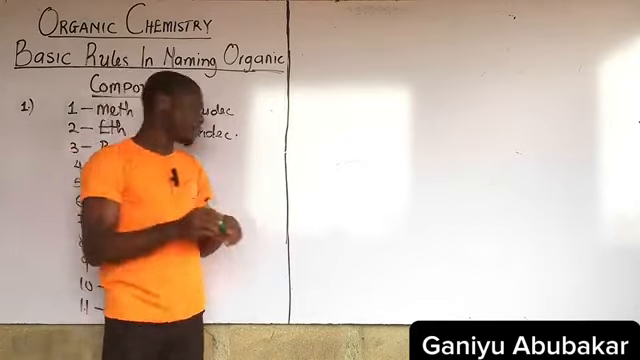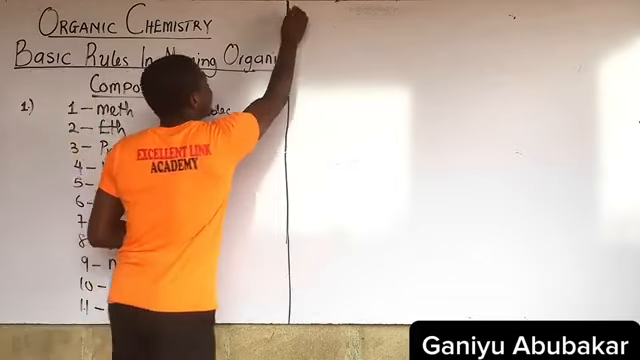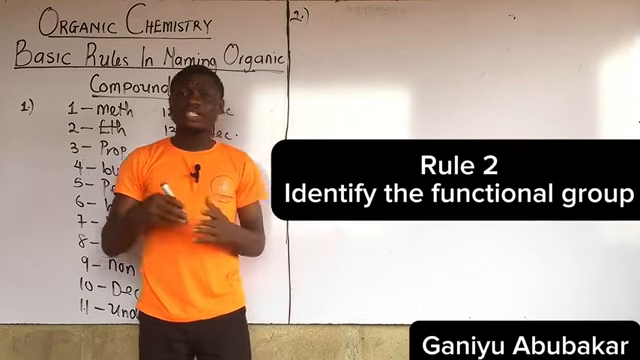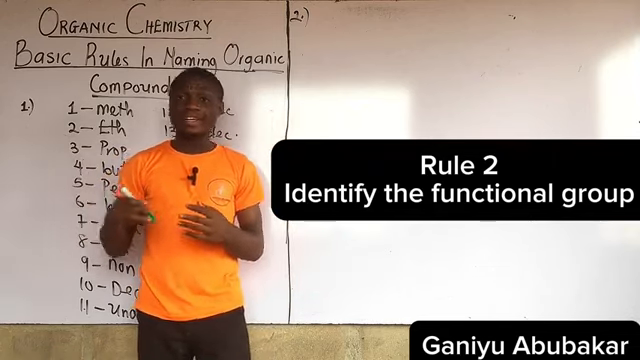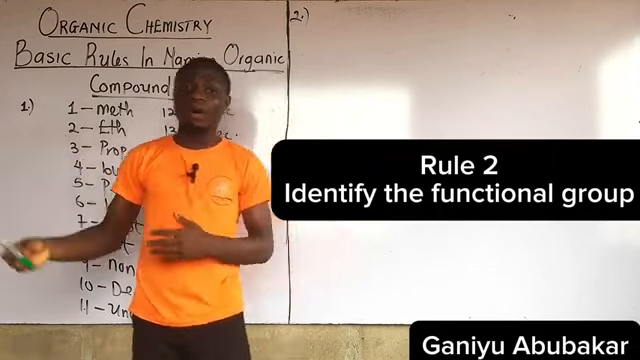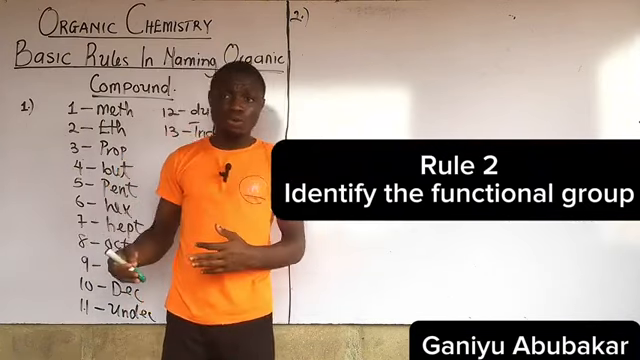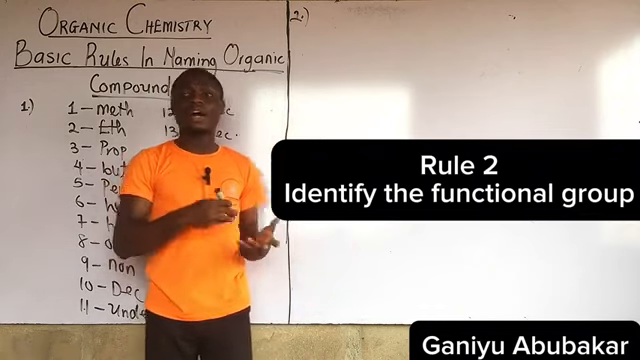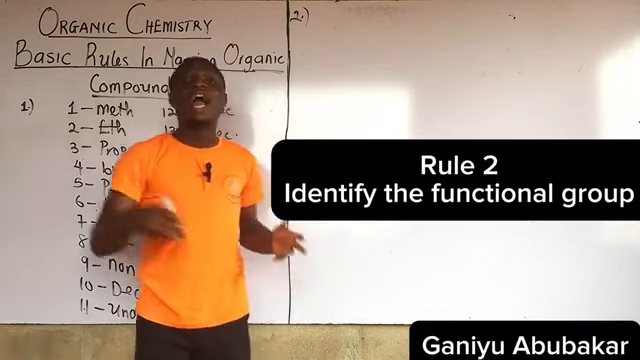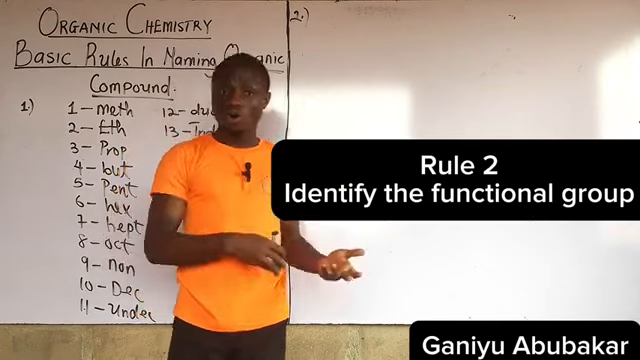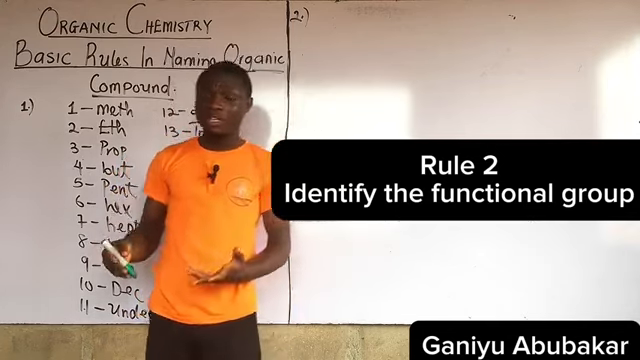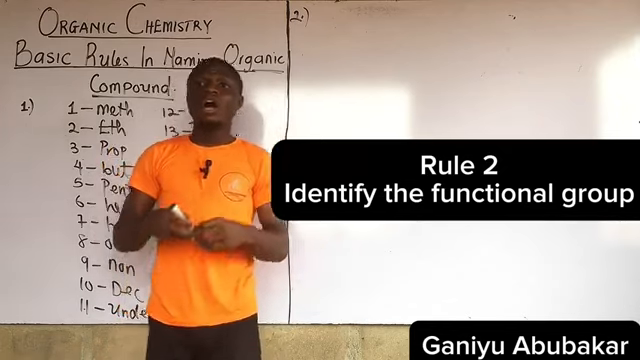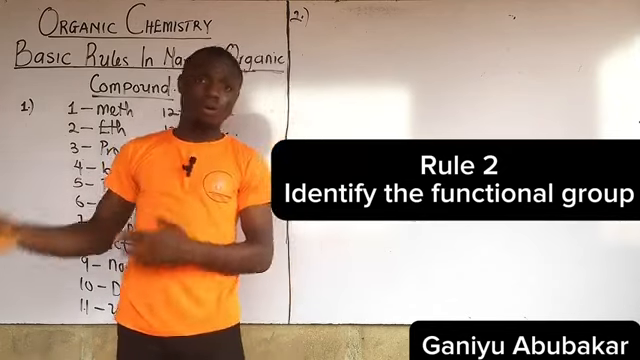Rule 2 says identify the functional group. That's the rule 2 that guides the concept of naming organic compounds. Identify the functional group. If it's an alkane, a single bond; alkene, double bond; and alkyne, triple bond; OH, alkanol or alcohol. So if I'm seeing a single bond, that's an alkane, a double bond, alkene, a triple bond, alkyne, OH, that's alkanol or alcohol.